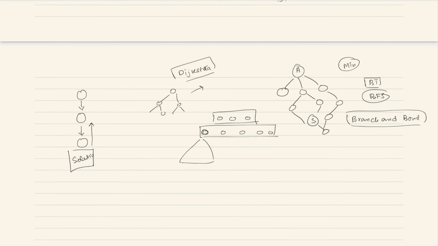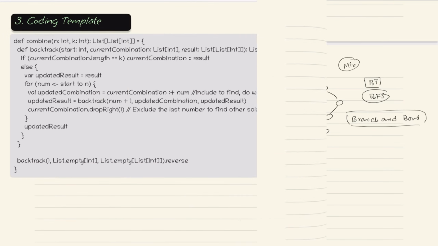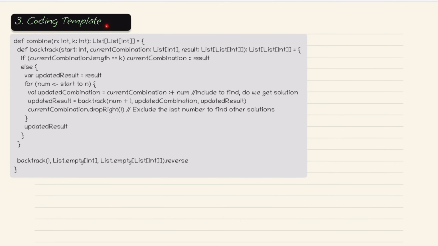Now let's find out what the coding template for backtracking will be. Finally, we are going to talk about the coding template. It is very simple. Here I have mentioned a very simple example: we are going to give you n numbers, and you have to provide all possible combinations of size k. Such a problem you can solve using backtracking, because the combinations will be 1, 2, 3, 4, or 1, 2, 3, 5, and so on. And what will be the coding template? First, you say this is my backtracking function.